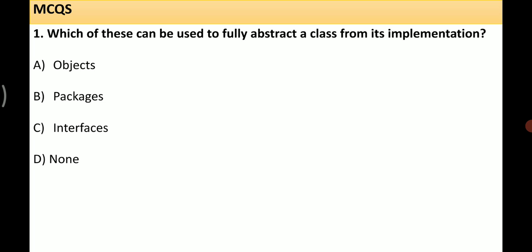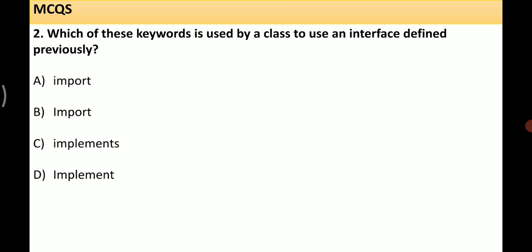The first question is, which of these can be used to fully abstract a class from its implementation? The options are objects, packages, interfaces and none. The answer is C, interfaces. Interface is the one used to fully abstract the class from its implementation.